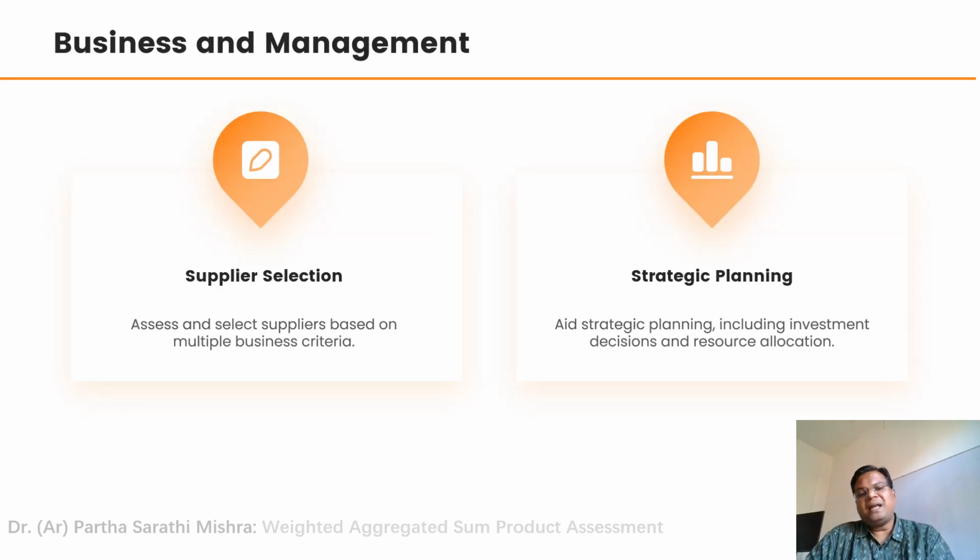Next is supplier selection, mainly in the construction field. Assess and select suppliers based on multiple business criteria, maybe location, maybe price, maybe transportation, maybe labor cost, maybe so many parameters are there for selecting a particular material for the supply, for the construction work.